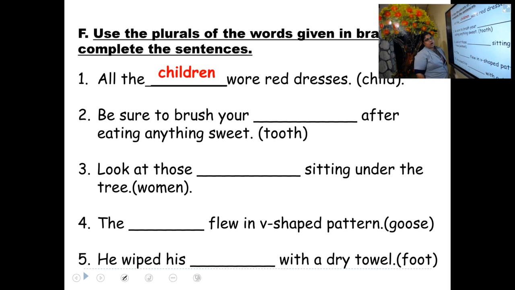C-H-I-L-D-R-E-N. So all the children wore red dresses. Yes. Now look at the next word. Yes, inside the bracket is written tooth. So what's the plural of tooth? Yes, it's teeth. We have seen in the picture.